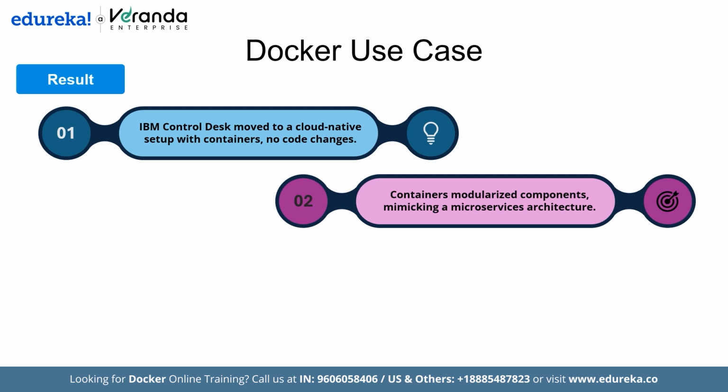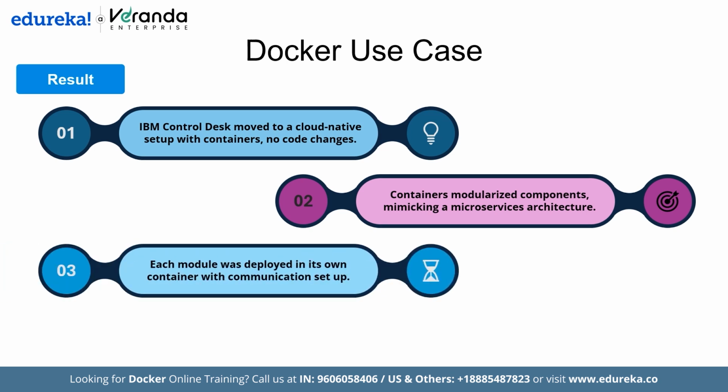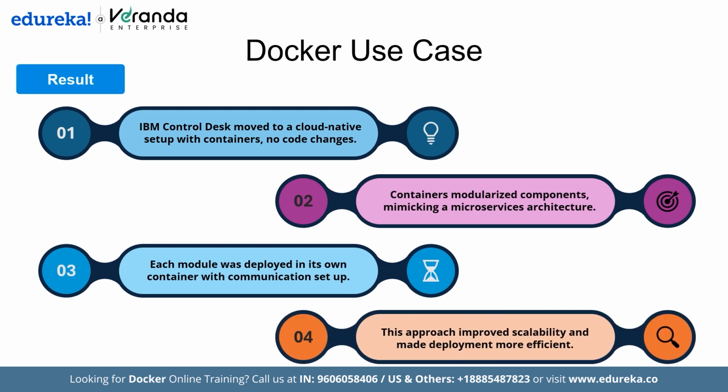This case study showed how container technology was used to transform IBM Control Desk into a cloud-native-like architecture without changing the application code. Despite being a traditional product not originally designed for microservices, containers allowed IBM to modularize its components, mimicking microservices and improving scalability and flexibility. The process involved identifying dependent modules, that is, by updating build scripts, deploying each module in its own container, setting up communication between them, and testing the setup. This approach shows that even traditional applications can be modernized with containers, making deployment easier and more efficient.